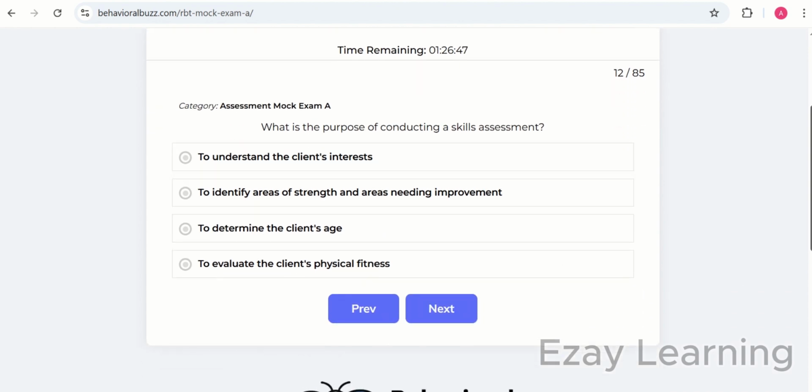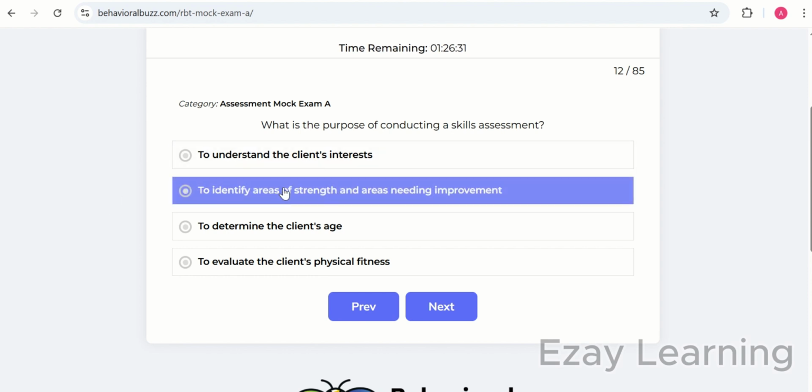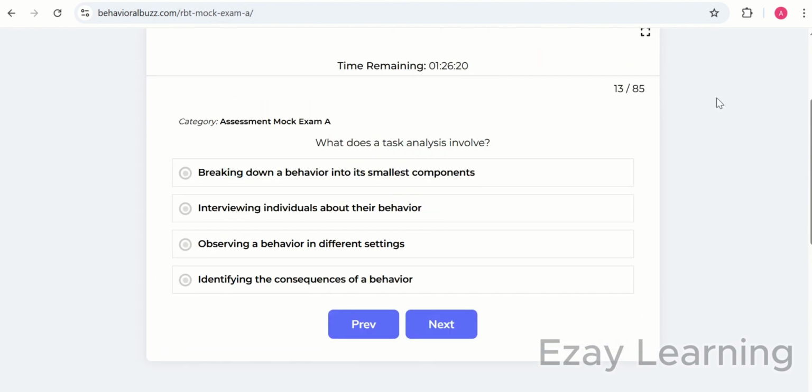What is the purpose of conducting a skills assessment? For a skills assessment, you are identifying what skills the client already has, what the level of those skills is, and what areas need to be improved. So, to identify areas of strength and areas needing improvement. What does a task analysis involve? Whenever we talk about task analysis, behavior analysis, or any such thing, we are basically breaking down something. So, breaking down a task into smaller components would be the task analysis.